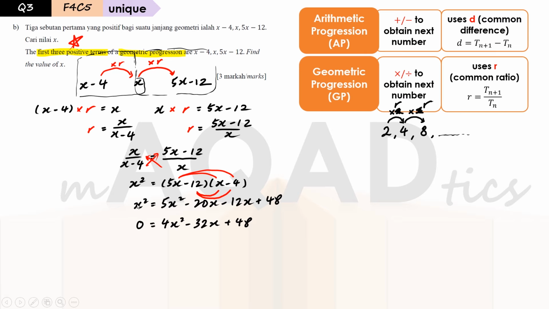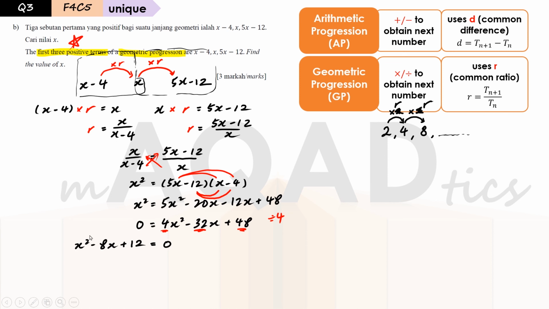For the x squared here, I'm going to move it to the right side. So 5 minus 1 x squared would be 4x squared. If you look at these three numbers, all of them can be divided by 4. So let us simplify by dividing by 4, and then we move them to the left side.